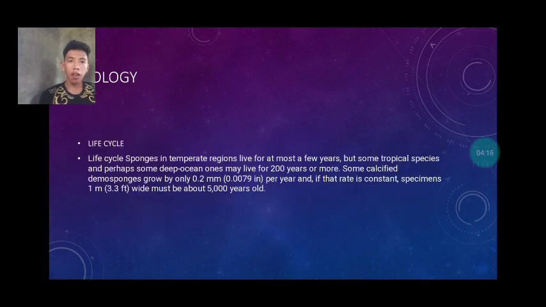Life cycle: sponges in temperate regions live for at most a few years, but some tropical species and perhaps some deep ocean ones may live for 200 years or more. Some calcified demosponges can grow by only 0.2 millimeters per year, and if the rate is constant, specimens 1 meter wide must be about 5,000 years old.